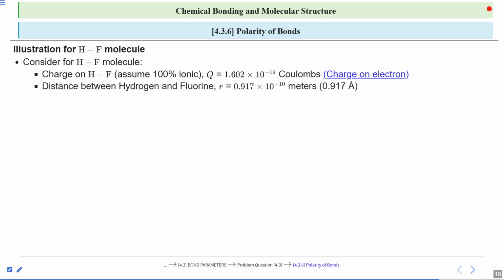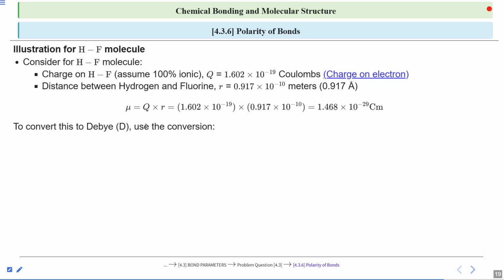If you are aware about the distance between hydrogen and fluorine, if not, well, no issues. It will be given in the exam. So here I am giving it. It is 0.917 angstrom. Then what will be the dipole moment of the molecule? Very simple. Multiply these two. You will get your dipole moment as 1.468 into 10 to the power minus 29 coulomb meter.